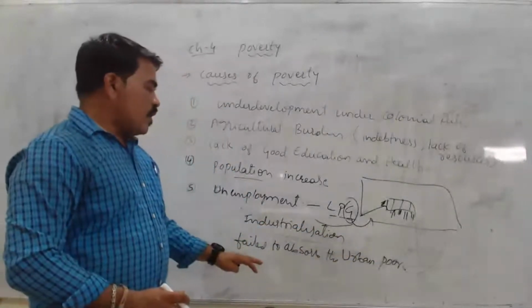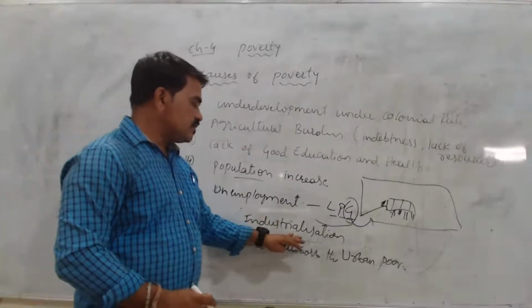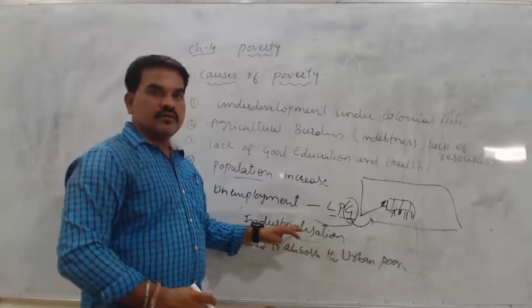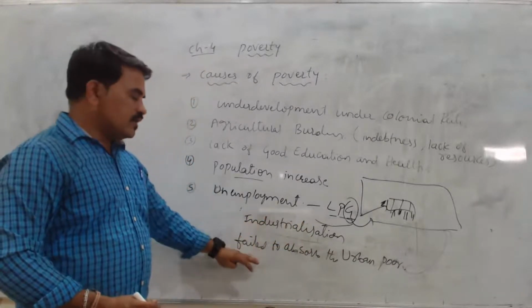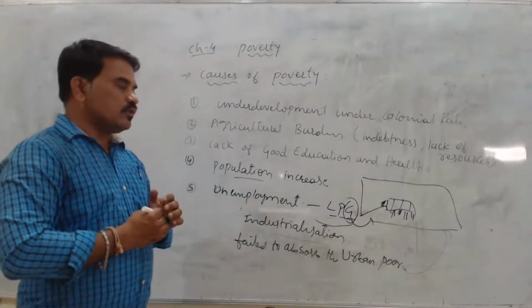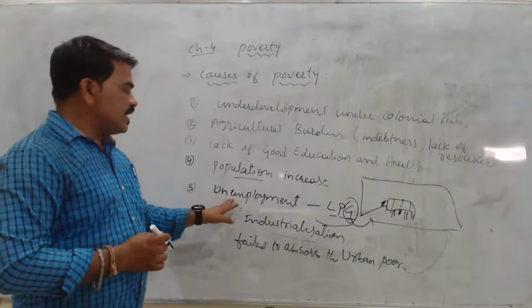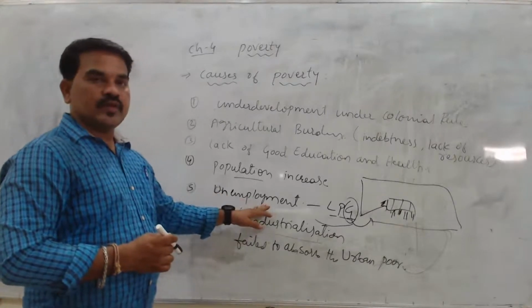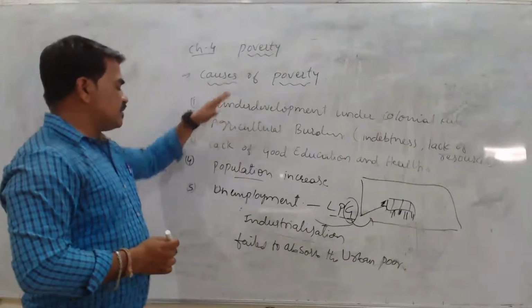So when they go there for a job, industrialization should have absorbed this population, but it failed to absorb those rural poor who came to urban places. Hence, there is an unemployment situation. So this also led to poverty.